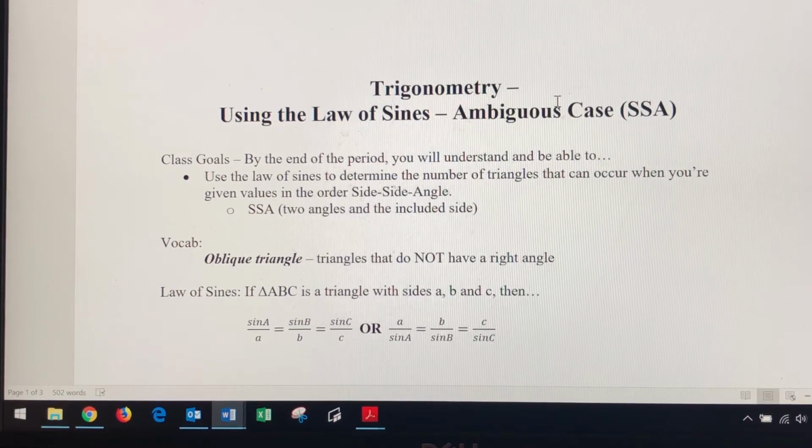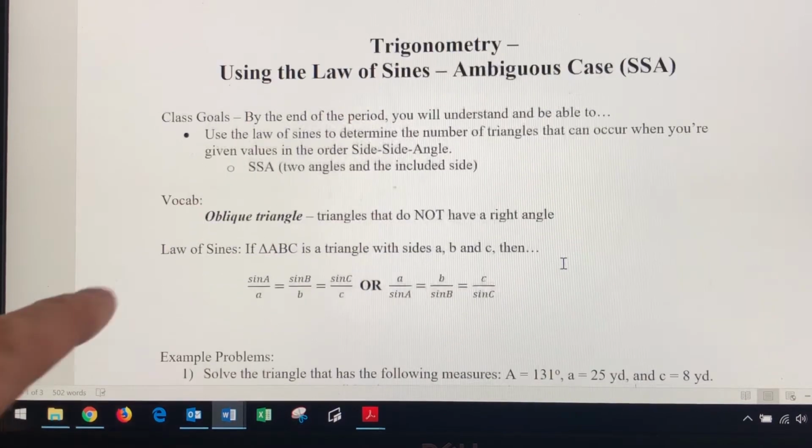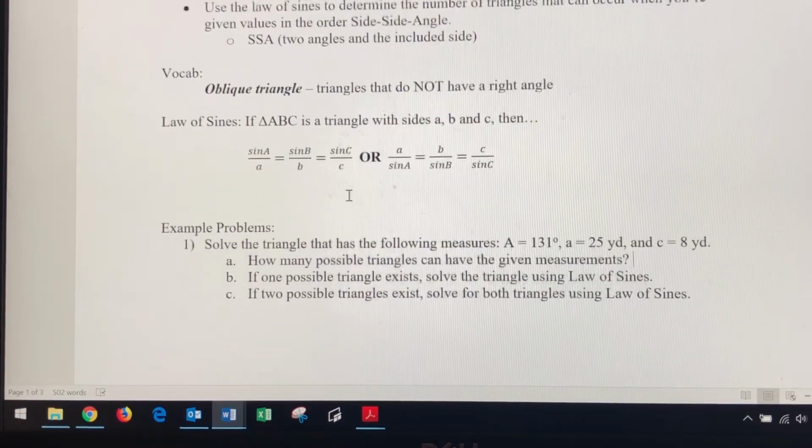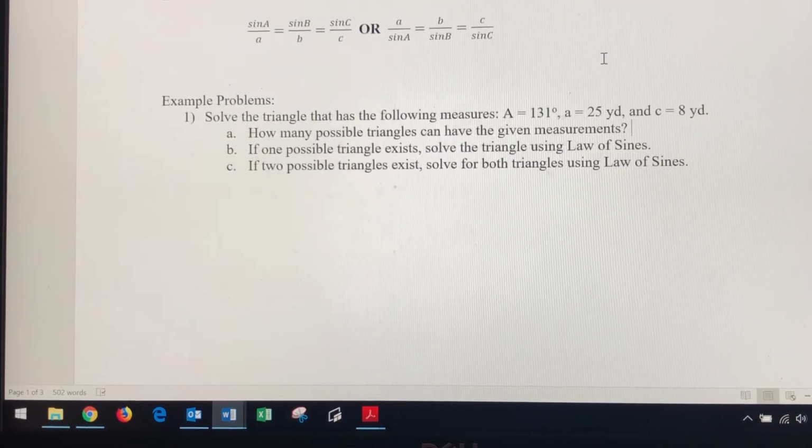Okay? So we're still dealing with oblique triangles here. Those are triangles that do not have a right angle. We're still using the law of sines. So again, you're going to choose any 2 of these ratios to solve for the unknown. Okay? So let's look at example problem number 1 here.